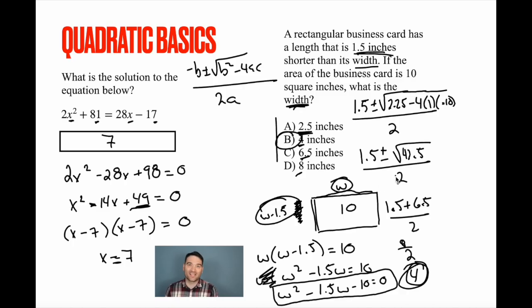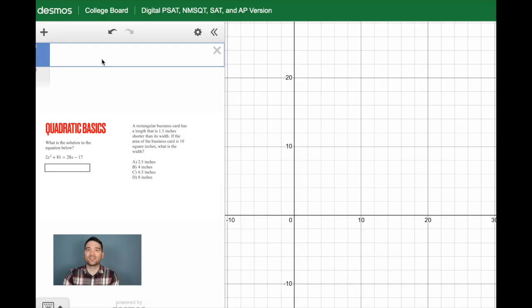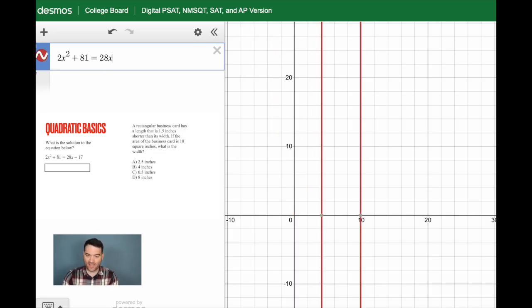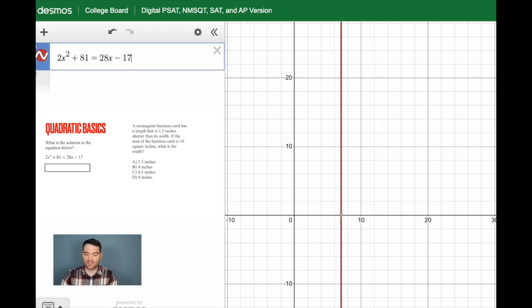Now, let's take a look at how to solve both of these with a calculator. All right, let's take a look at these two questions again, but this time we'll use the calculator. So we'll start with the first one that we had, which was 2x squared plus 81 equals 28x minus 17. Now, the way to see where the solution is where it crosses the x-axis, and that's 7, right? So that's the answer to the first one.